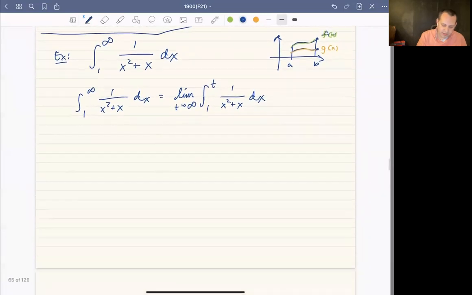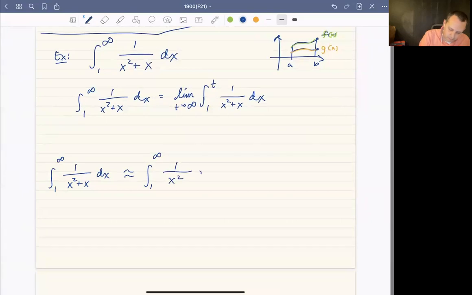So in the way that I just described, that actually doesn't involve inequalities. That just involves knowing that 1 over x squared plus x is going to be about the same as the integral. It's not equal to, and I don't actually care about how close this is. But this is going to be about equal to the integral of 1 over x squared. Okay, because when x gets large, the 1 over x squared plus x is basically 1 over x squared, right?